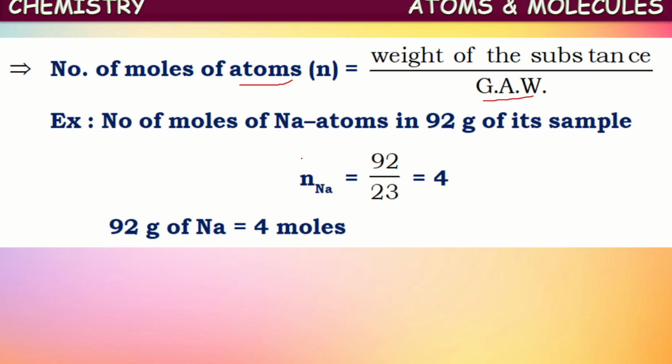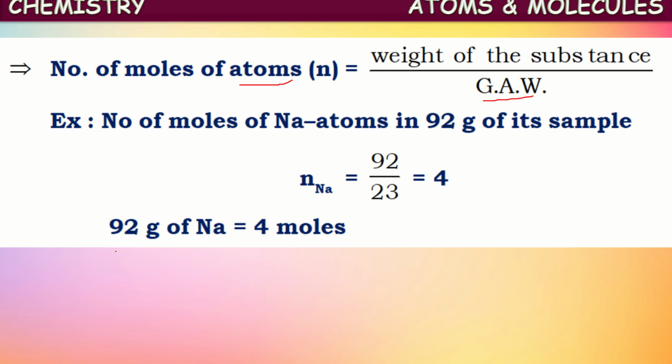So the number of moles n is equal to the weight of the substance. Weight of the substance means what amount of that sample of an element is considered. That is nothing but the weight of the sample of an element considered, that is, the weight of the substance, by gram atomic weight. Okay, so this is the number of moles.